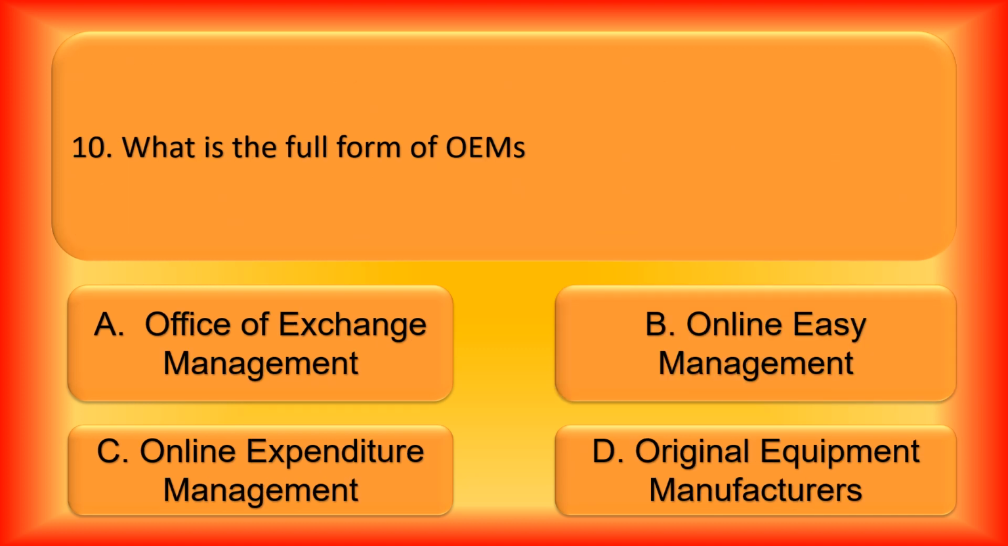Question number 10. What is the full form of OEMs mentioned in RMFS SOP? Option A, Office of Exchange Management. Option B, Online Easy Management. Option C, Online Expenditure Management. Option D, Original Equipment Manufacturers. The correct answer is Option D, Original Equipment Manufacturers.